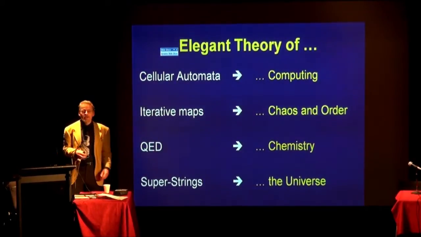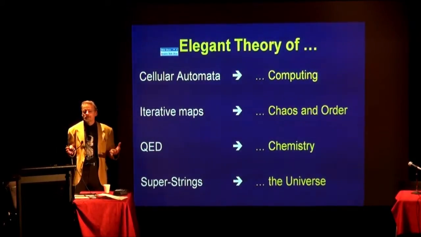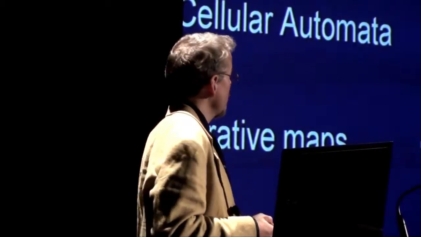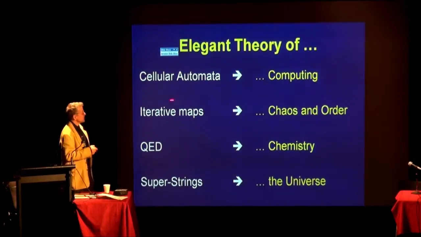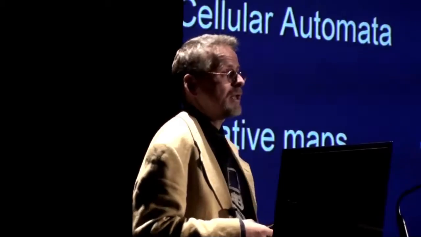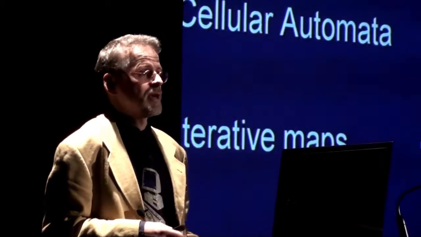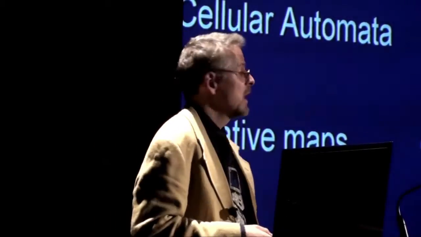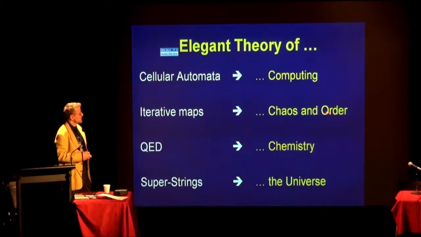Then there's chaos and fractals and all these kinds of things. Very complex and beautiful patterns, which are based on very, very simple equations. The standard Mandelbrot set is just z equals z squared plus c, with complex numbers, and that's it. And we get these beautiful fractals out of it.